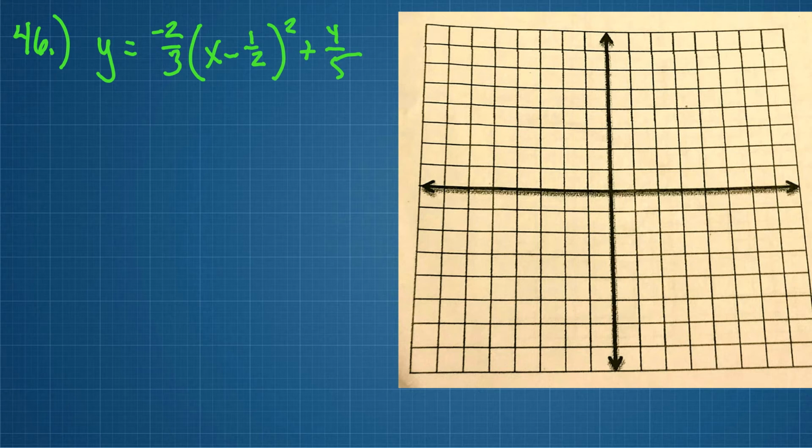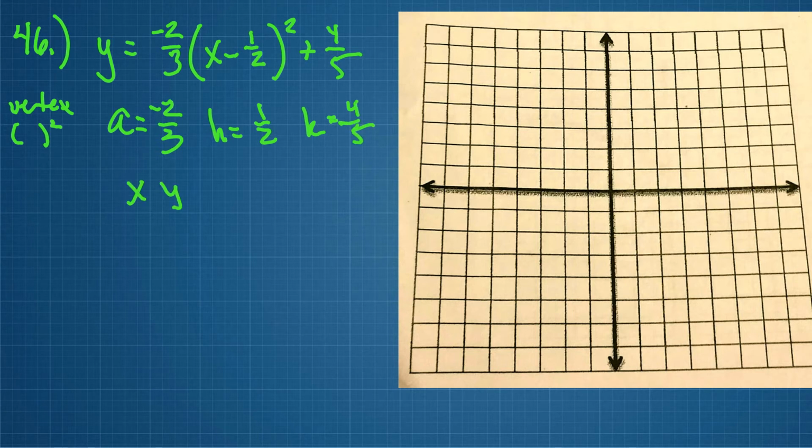Alright, so 46. Same concept. It is vertex form because there's one set of parentheses, squared. So that means they tell me I have a equals negative 2/3, which means a frowny face. H is positive 1/2. K is just positive 4/5. So I make my XY chart. I already know the vertex is 1/2, 4/5. So that's my first thing, 1/2, and then 4/5.